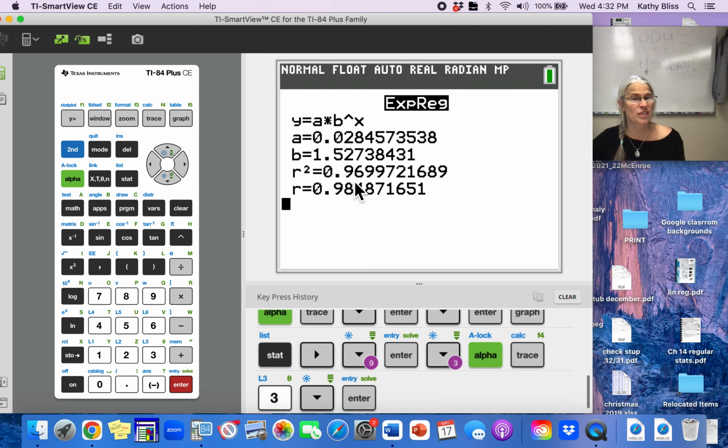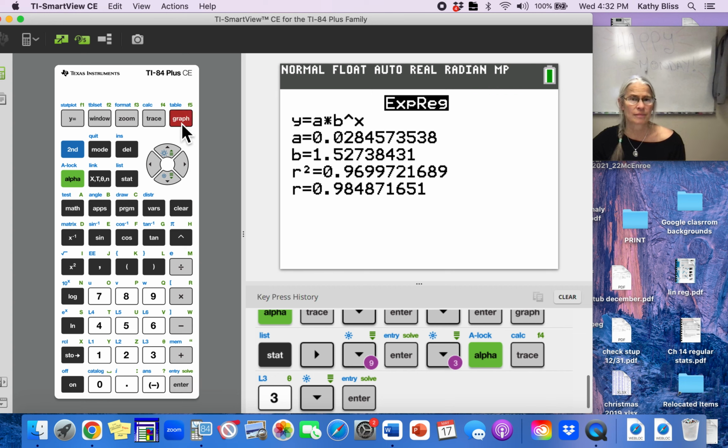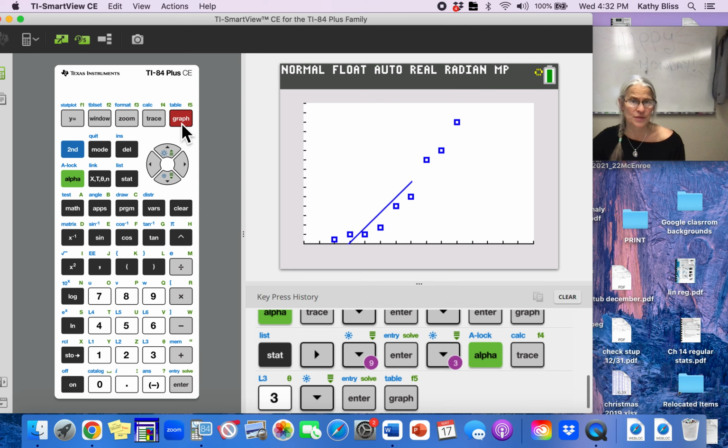And my R squared is actually a little bit lower here, 0.969. And if I take a look at my graph, now I've got my linear first, then my quadratic, and last but not least, my exponential here coming up in green. And that looks pretty good, but it's not as good as the quadratic.